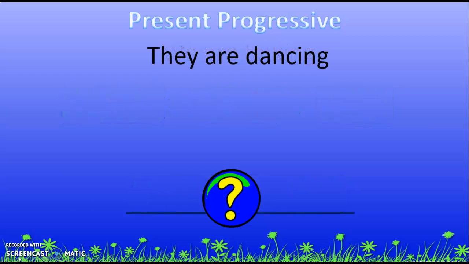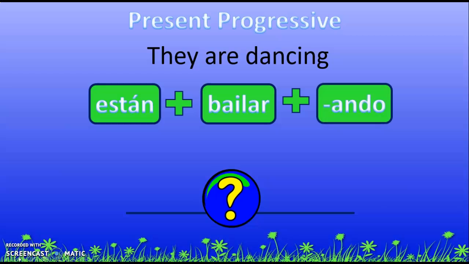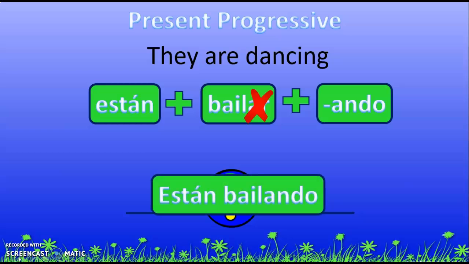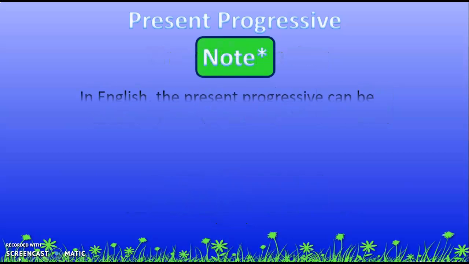They are dancing. Están for they are. To dance is bailar. And since it's an AR verb, you'll be replacing the ending with ando. Están bailando.